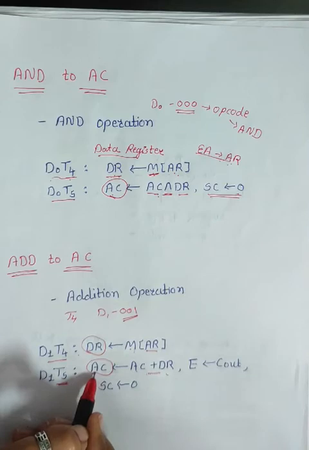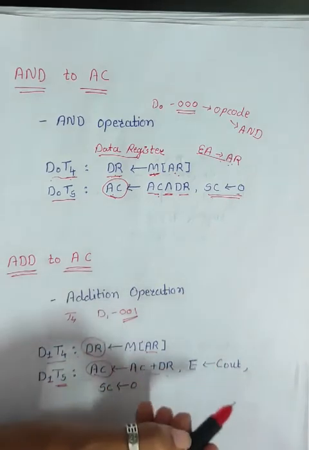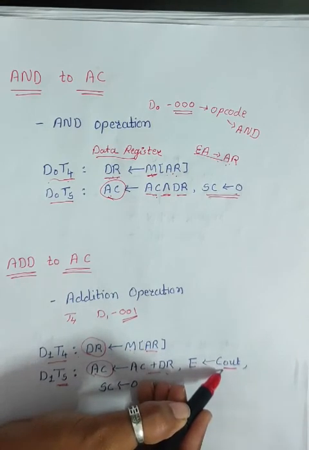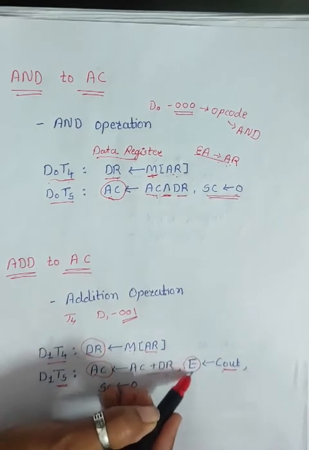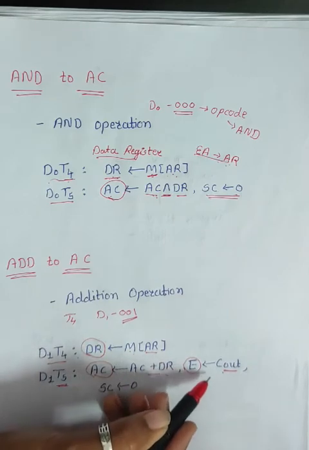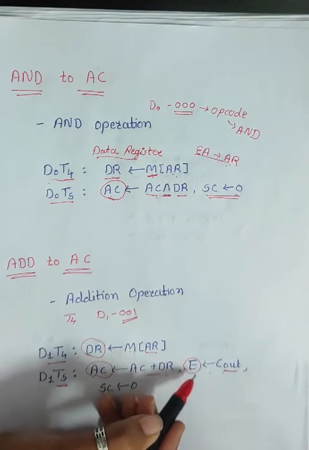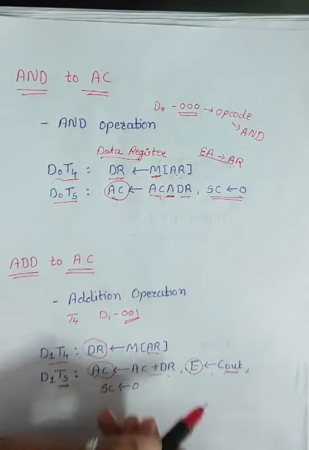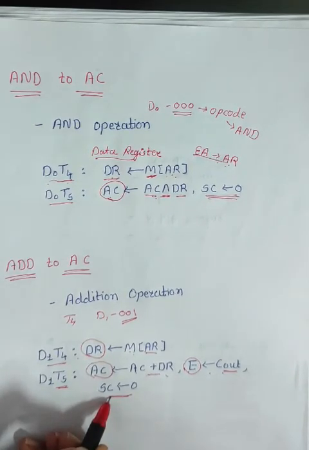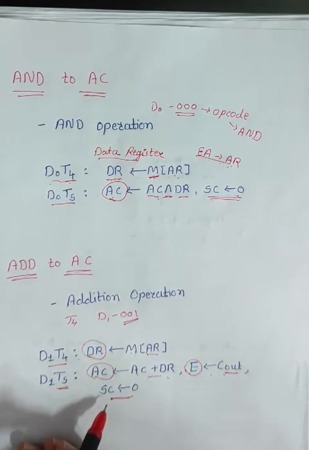Now if there is a carry, Cout, that carry would be stored in E. Now what is E? E is a flip-flop of one bit. That's the extended accumulator. E is the extended accumulator. So whatever the carry is, that carry is stored in E. And again, at the end we need to reset the sequence counter. So this is the add operation.